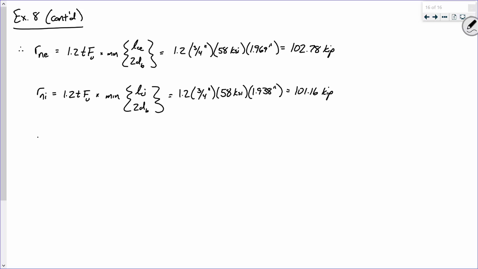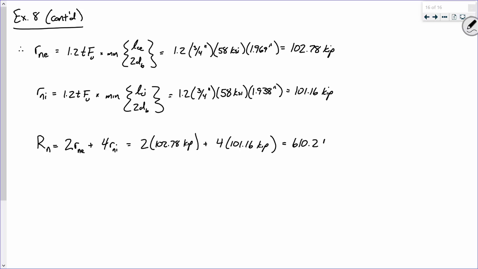So here's my big Rn. So Rn is going to be 2 Rne plus 4 Rni. So 2 times 102.78 plus 4 times 101.16. What do we got? So 610. We'll cut it down a little bit now. We'll say 610.2. Now, do I have a second on that?